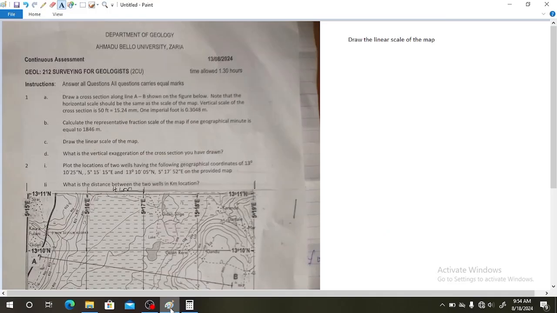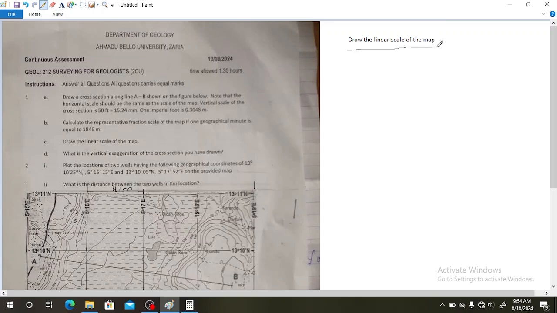Okay, we are going to the next question now. That's alphabet C. The question is saying, draw the linear scale of the map. We're going to draw the linear scale of the map.